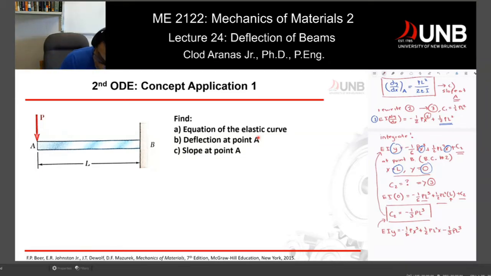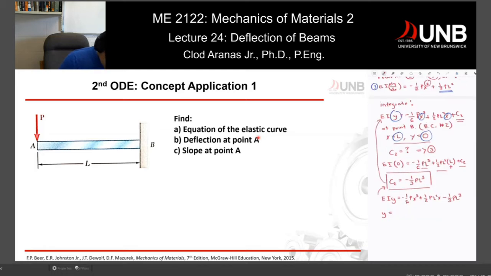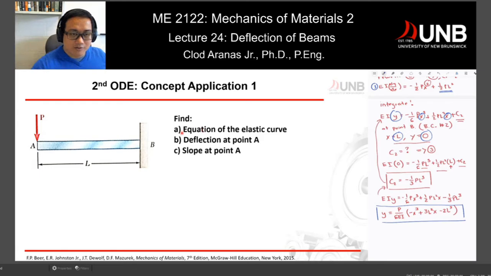So now I can say that my y, and this is just simplifying the equation on the top, is P divided by 6 EI. So I transposed my EI right there. I put the negative sign inside my parenthesis. So x cubed plus 3L squared x minus 2L cubed. So now I have this equation of my elastic curve, which answers the question right here, which is letter A.